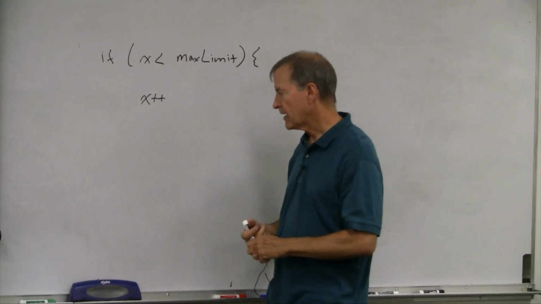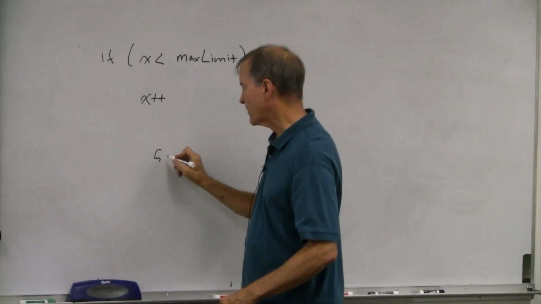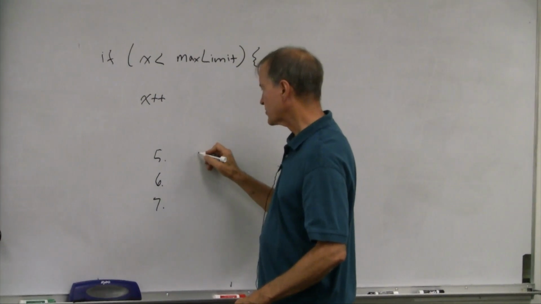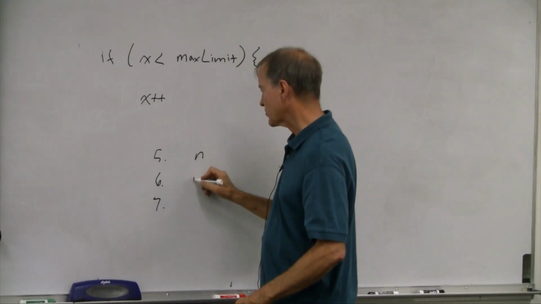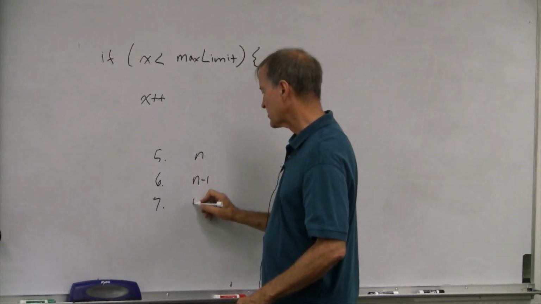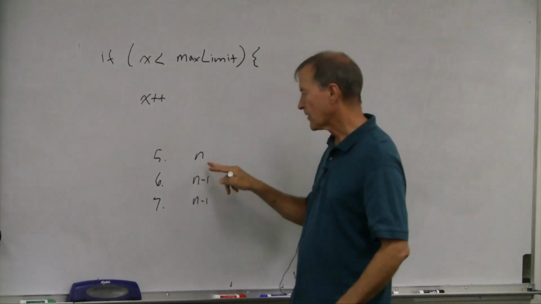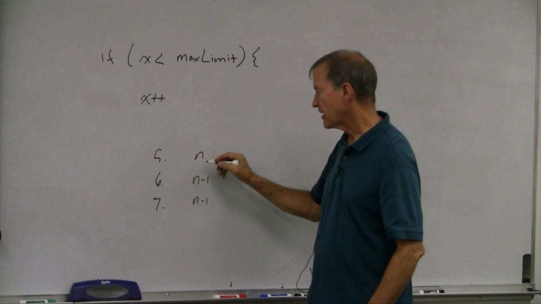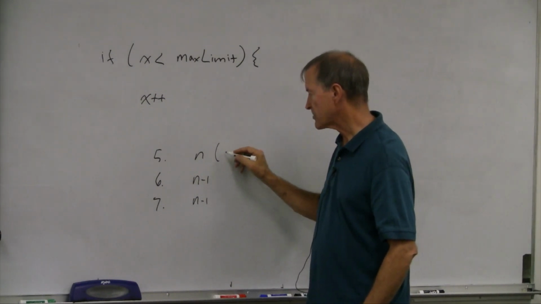So like if you had statement 5, statement 6, statement 7, and if this executed n times, and this executed n minus 1 times, and this executed n minus 1 times, you wouldn't just add this plus this plus this. You would add this times the cost.